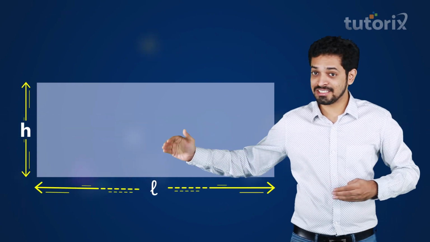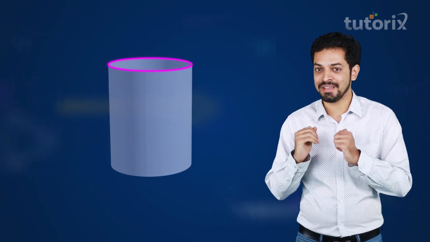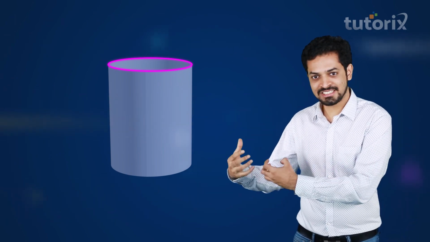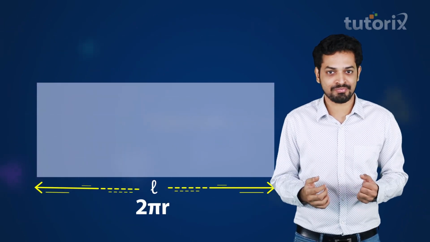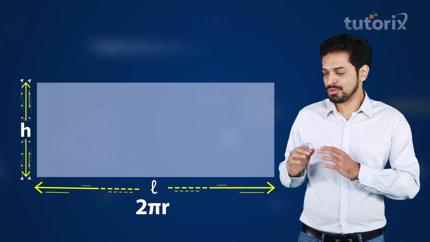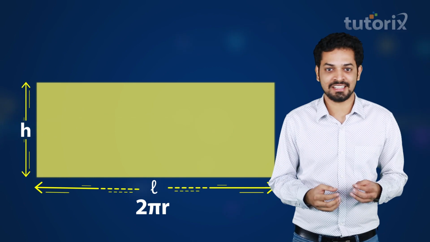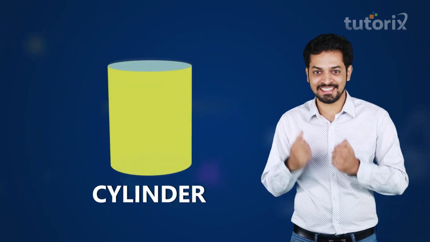But what is the length of this rectangle? It should be the outline of the circular base, or rather the circumference of the circular base, right? Because we just opened up the circumference as a straight line. So the length of this rectangle has to be 2 pi r and the height is h. So the area of this rectangular sheet is 2 pi r into h, that is 2 pi r h. Now this is nothing but the curved surface of the cylinder.